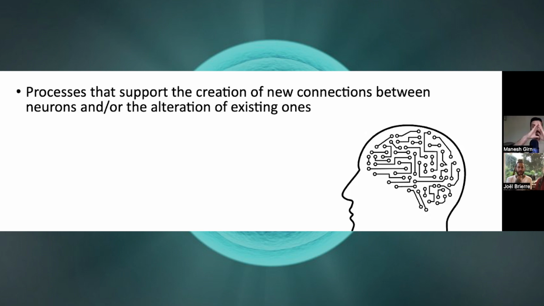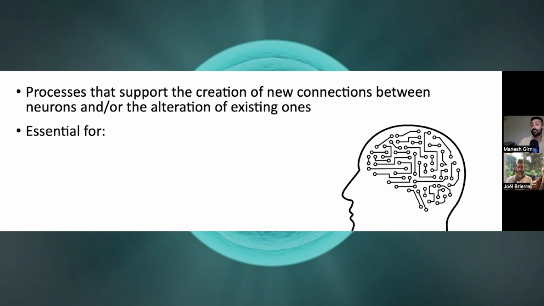And okay, now let's use that as a jumping off point to talk about neuroplasticity. We can give a very general definition for it. It's processes that support the creation of new connections between neurons, so new synapses, and or the alterations of the existing ones. So either creating new synapses on, for example, the dendrites of a receiving neuron, or altering the ones that exist to make them strong or weak, or removing some.